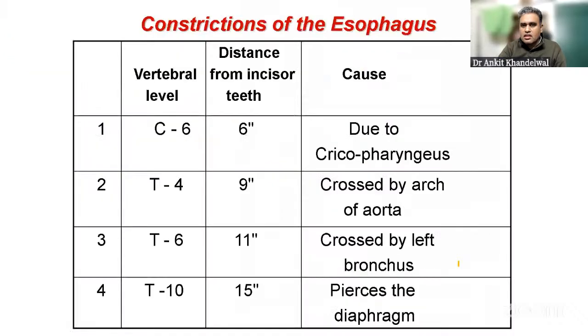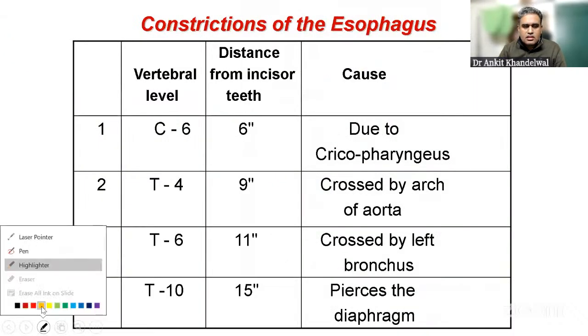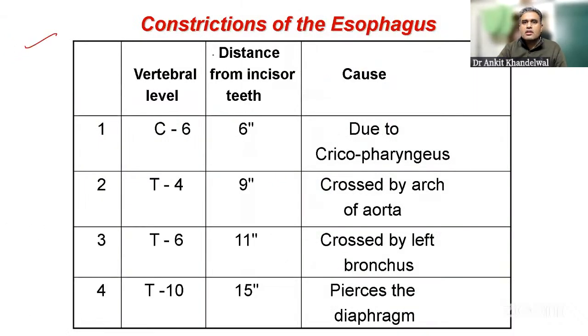Okay, this table, do remember this, guys. This you have to make in a question of esophagus. Constriction of esophagus, distance from incisor, because here you have to put the Ryle's tube. So in those tubes, the markings are given. You should know at how many inches, the 6 inch, 9 inch, 11 inch, 15 inch, the constriction will come.